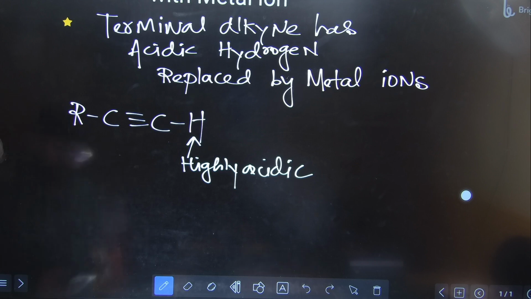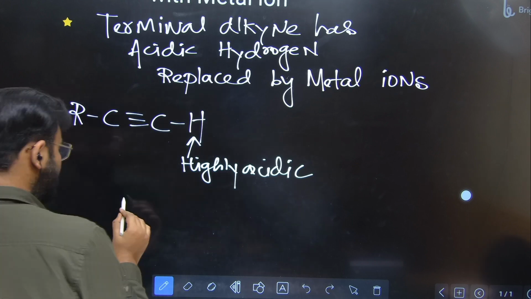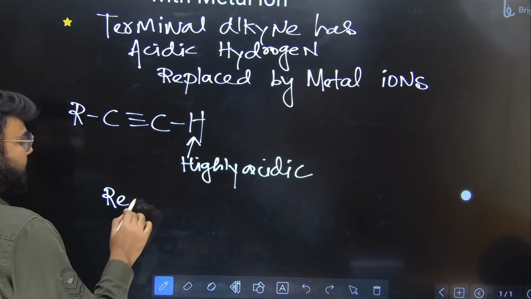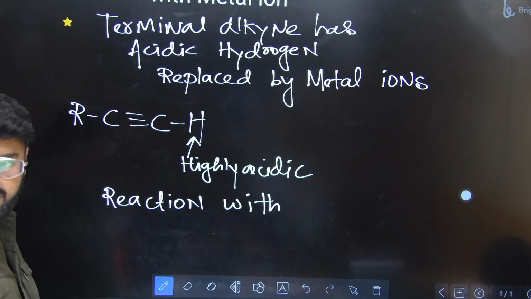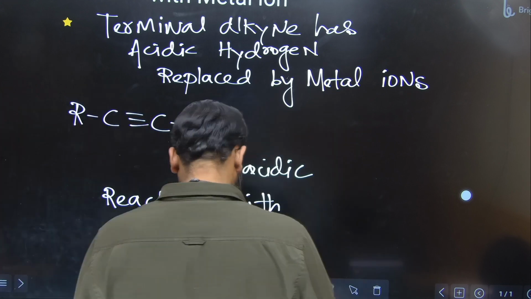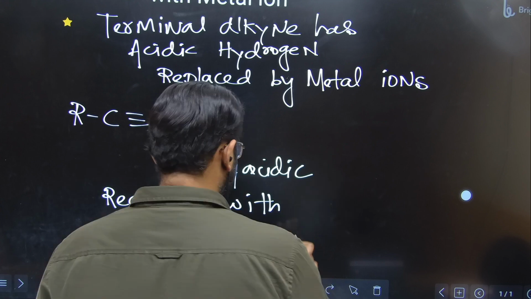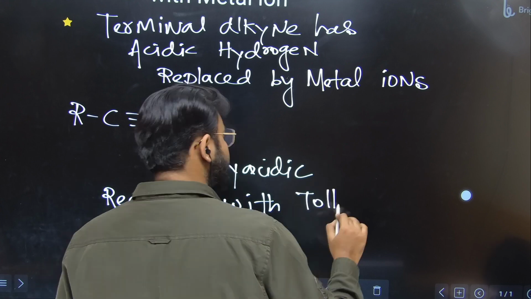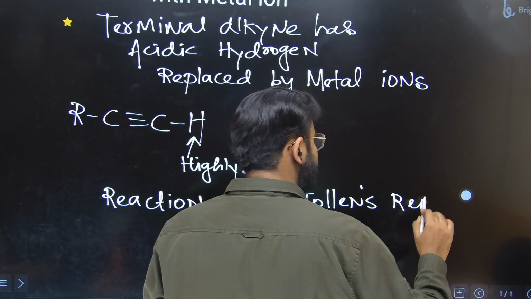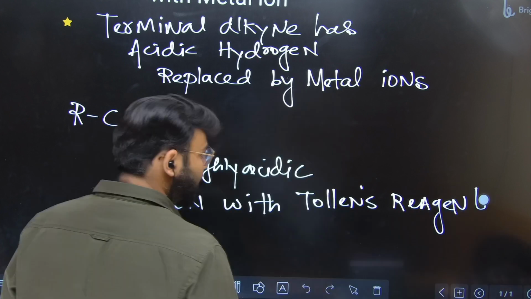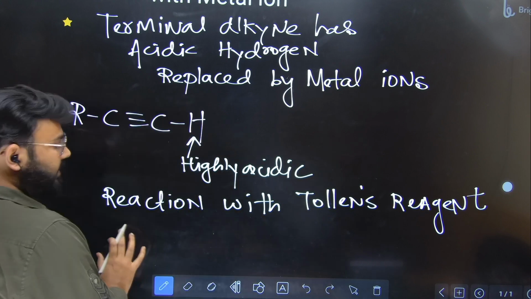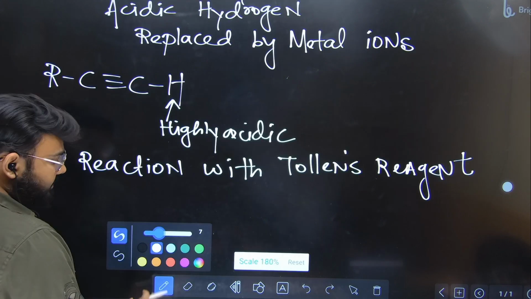Okay. So now we will do the reaction, guys. So we will do the reaction with Tollens reagent. So what are we choosing in metal ion? Reaction with Tollens reagent. So guys, on behalf of the metal ion, we are choosing Tollens reagent. This is the reaction you need to learn.